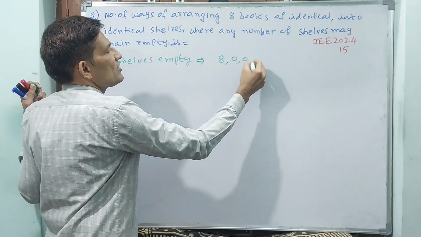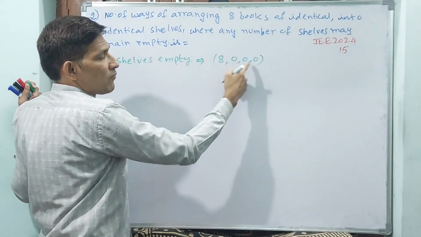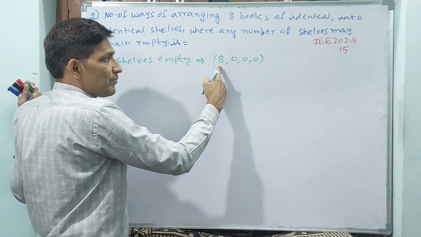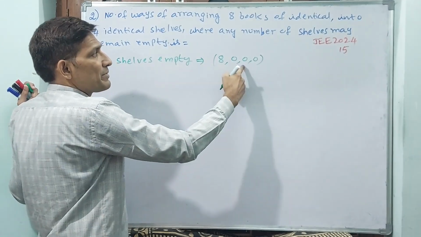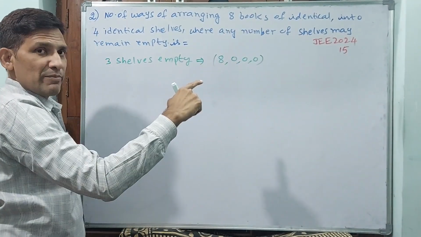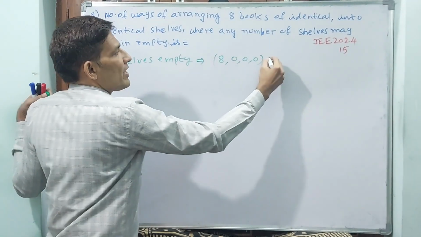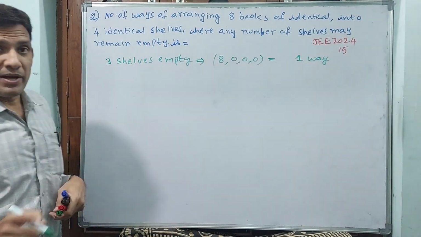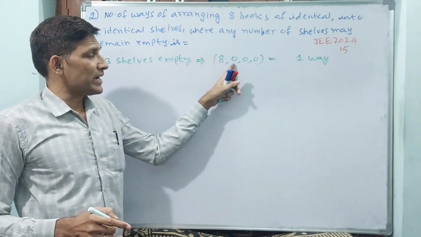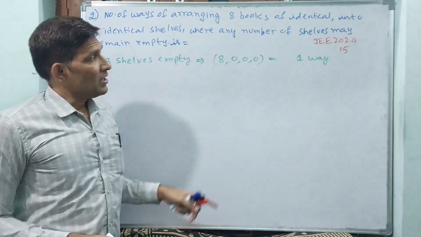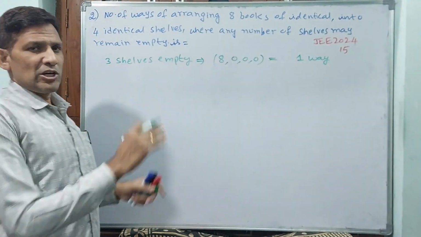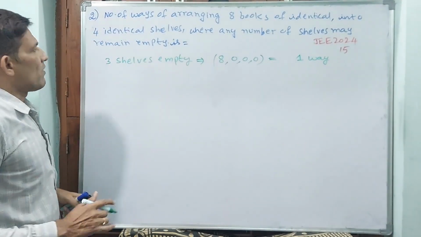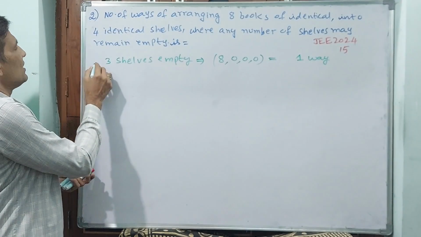8, 0, 0, 0. See, total 4 shelves are there: 1, 2, 3, 4. But I have kept all books in 1 shelf. Remaining all empty. Any number of shelves we can make empty like that. This is one way. Why? Because don't think that second, third, fourth are different, no. Because they are identical, any one shelf you take and keep all 8 books. That is one way. That's all. Okay. This is option A.